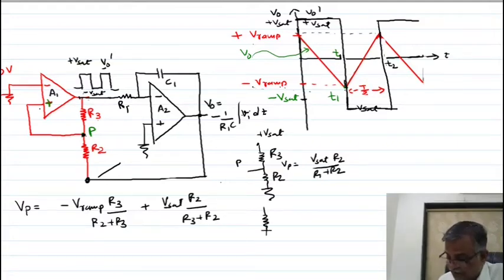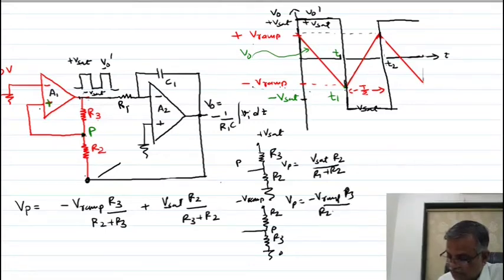Now the second time I am taking the ramp voltage at this point, which I am writing as R2, and this point I am making ground. What is the potential at point P? The potential at this point is minus V ramp into R3 upon R2 plus R3.